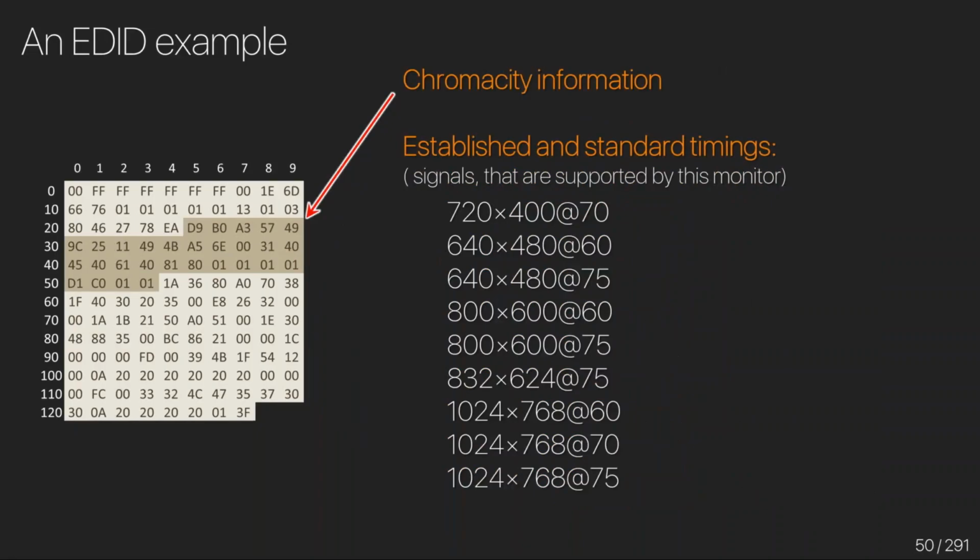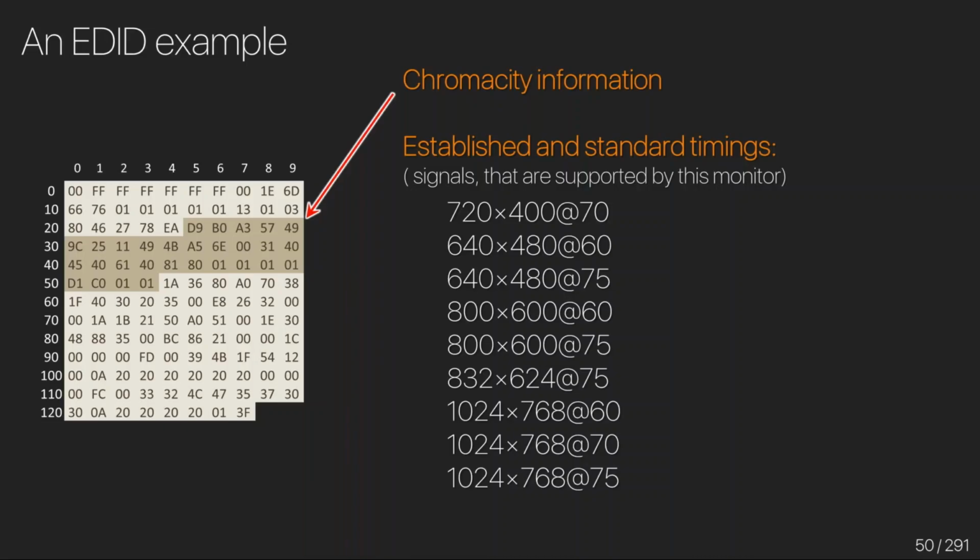And then in this next field, we can see that here we have the chromaticity and the established and standard timings. The standard timings are VESA standard resolutions, and they're non-detailed. They basically are codes that the source device can use to look up in its own internal memory and copy the timings defined by VESA.